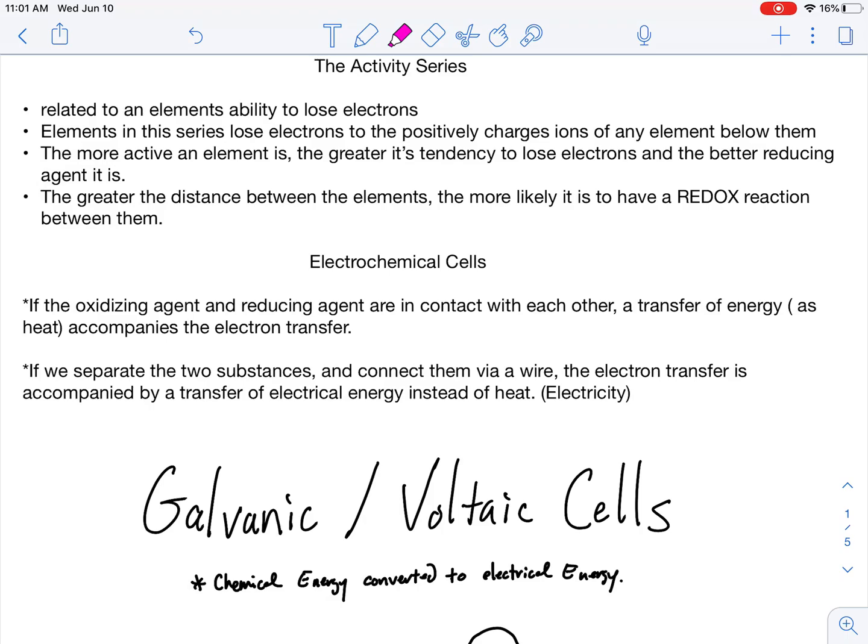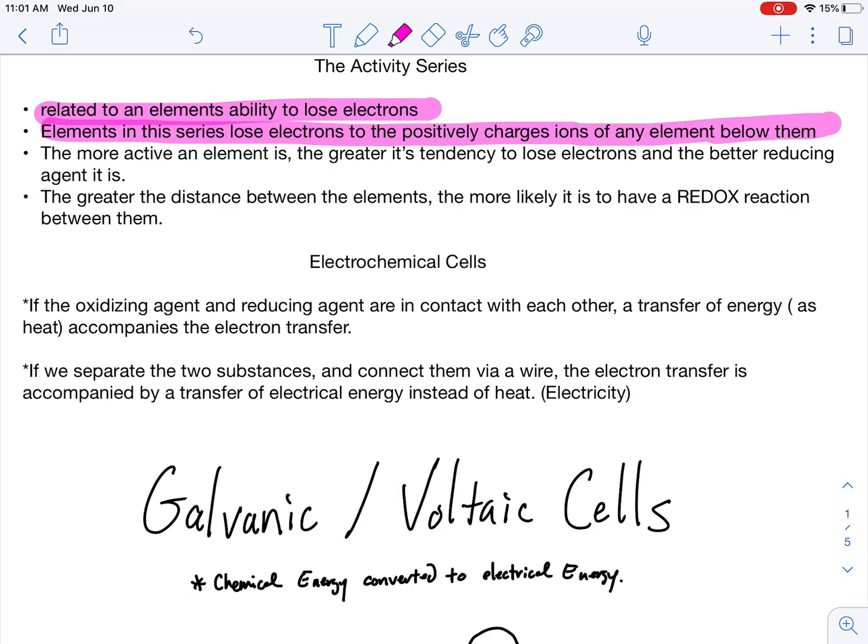So a long time ago, we used the activity series to predict whether or not a single replacement reaction would occur. And we just said that they switch places or something like that. In reality, it's a little bit more in depth. The activity series relates to an element's ability to lose electrons. Specifically, elements in the series lose electrons to the positively charged ions of any element below them.